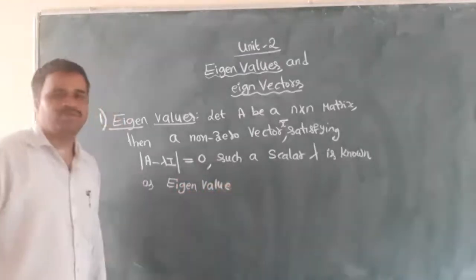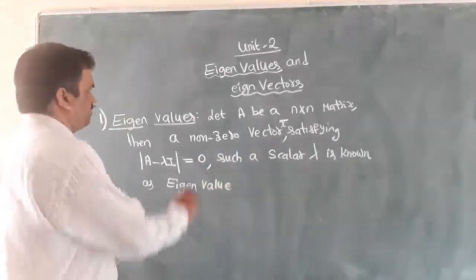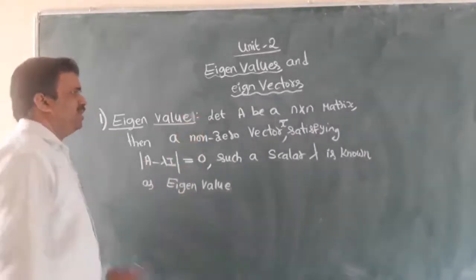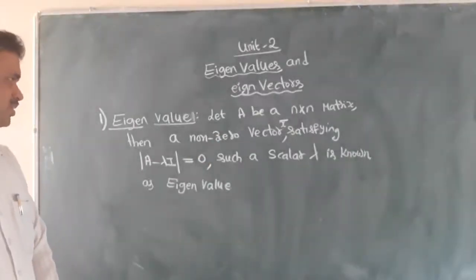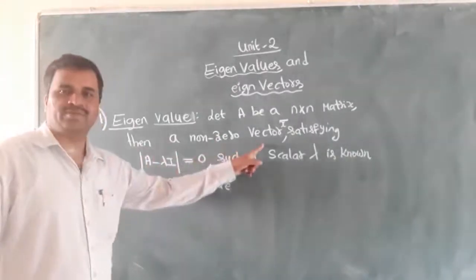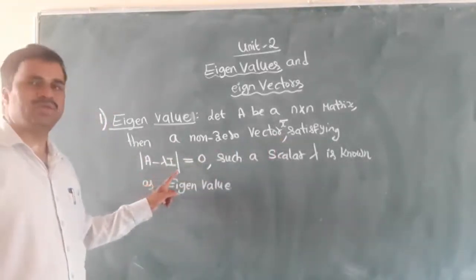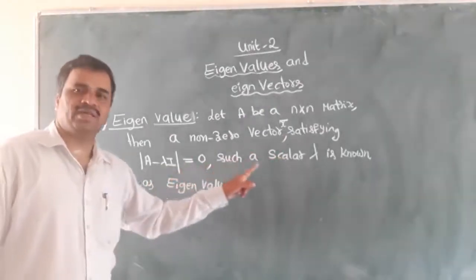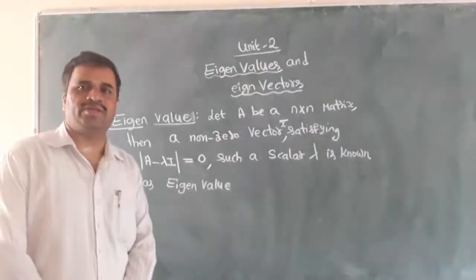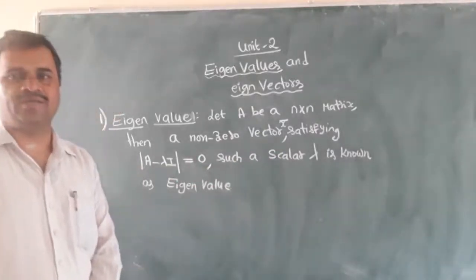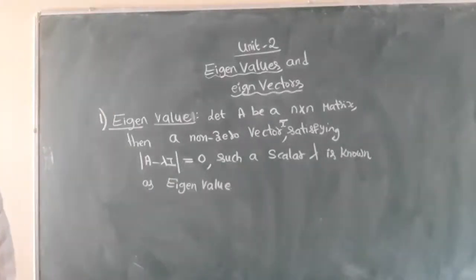First definition: eigenvalue. Let A be an n by n matrix. Then for a non-zero vector x bar satisfying the determinant of A minus lambda I equal to 0, such a scalar lambda is known as an eigenvalue. If you get more than one value, they are eigenvalues.